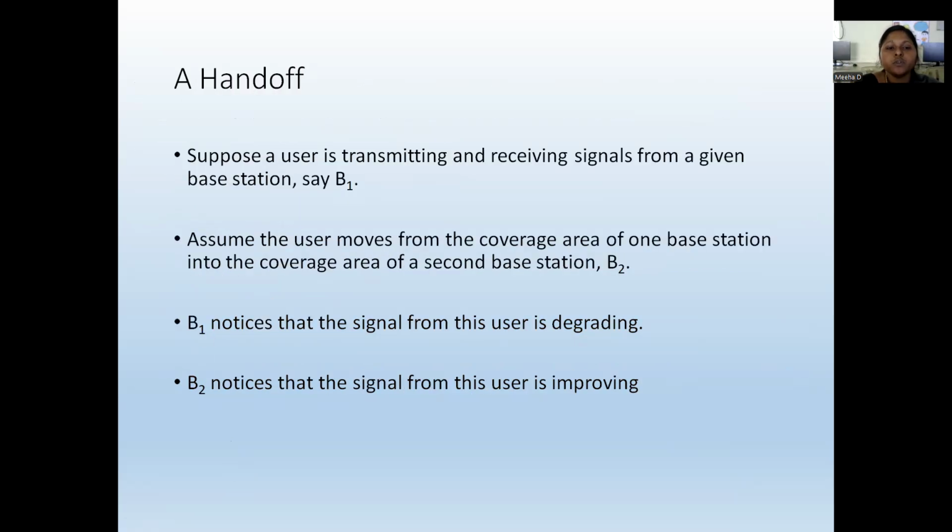Next, suppose a user is transmitting and receiving a signal from a given base station, that is B1. Assume the user moves from B1 to B2, from the coverage area of one base station into the coverage area of a second base station. I already told you, right? BTS 1 to BTS 2. Now BTS 1 notices that the signal from this user is degrading. BTS 2 notices that the signal from this user is improving, because he is coming inside BTS 2. Obviously, it will improve. BTS B2 notices that improvement, so it takes care of the handoff.